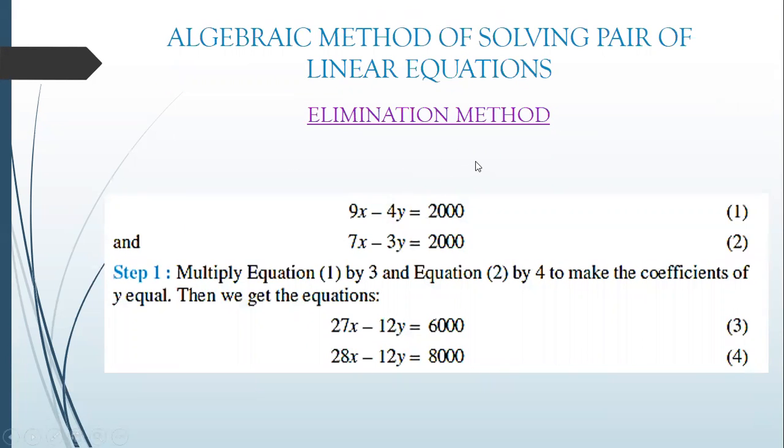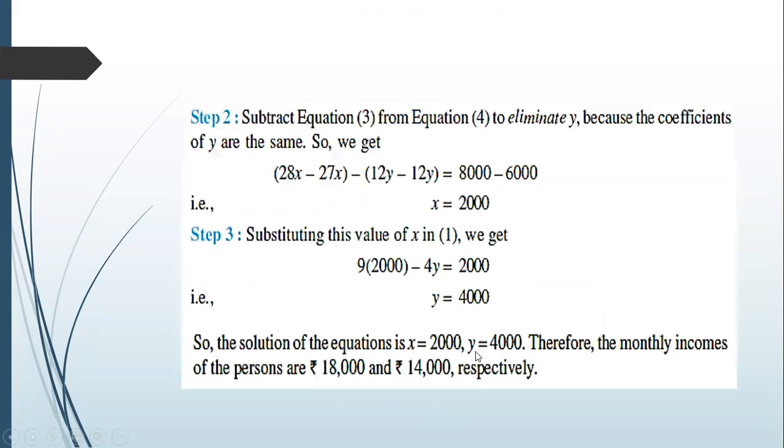Now let us move on to the elimination method. So we have two equations in that. First we have to make any one coefficient equal, that is, the coefficient of x or the coefficient of y to be equal. For that we'll multiply the equations accordingly. So here we are multiplying equation 1 by 3 and equation 2 by 4. So we get 27x minus 12y is 6000, 28x minus 12y is 8000.